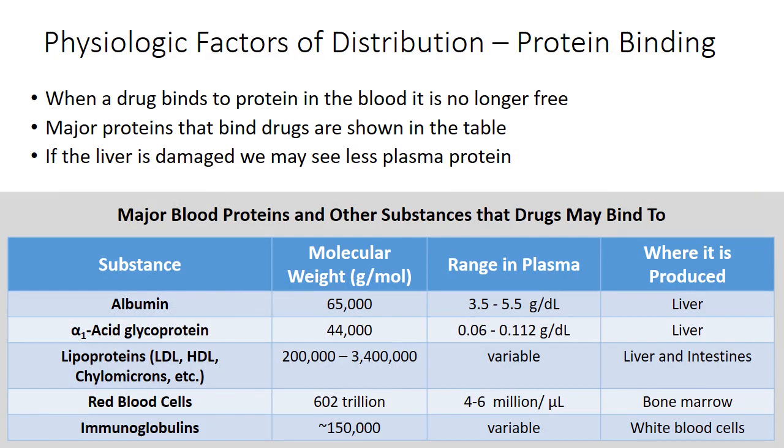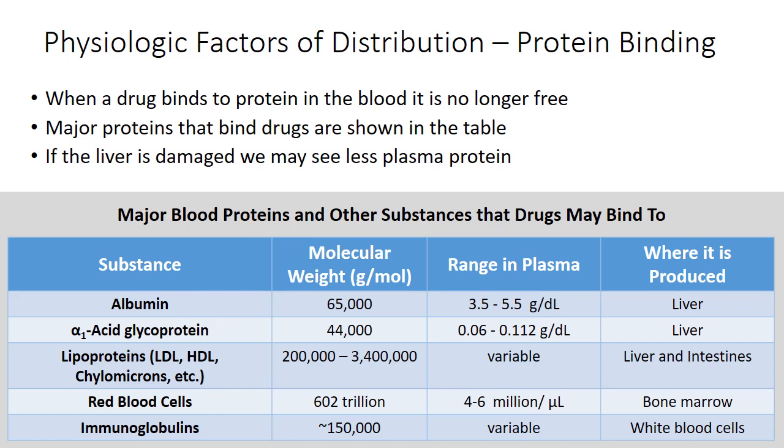So a physiologic factor, as I mentioned, in drug distribution is protein binding. It's a major factor. When a drug binds to a protein in the blood, it is no longer free. So from this point on, throughout all pharmacotherapy and rotations later, if someone says free drug, they mean not bound to plasma protein. If someone says protein-bound drug, they're usually bound to one of these proteins in this table. These are the major ones listed in this table.